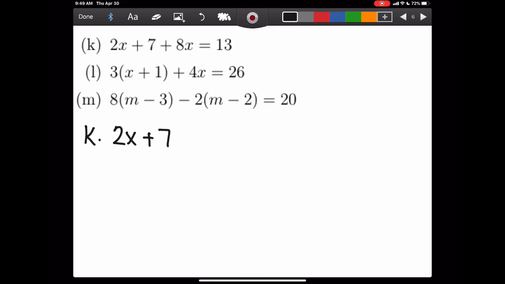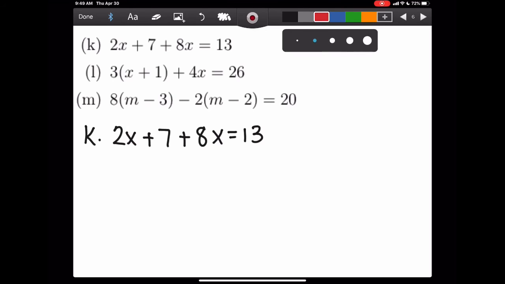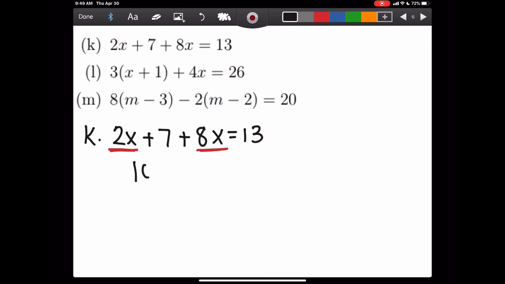2x plus 7 plus 8x is equal to 13. First thing, let's look and see if we have any like terms. We do. We have a 2x and we have a positive 8x. Well, let's combine those. 2x plus 8x will give you 10x plus 7 equals 13. Now we have our new equation here. We're trying to solve for x, so trying to isolate x.